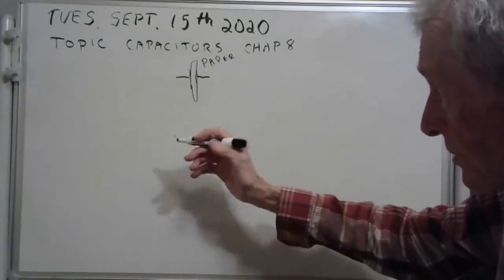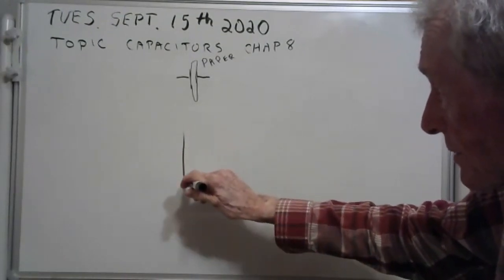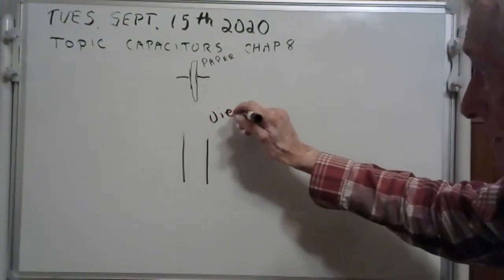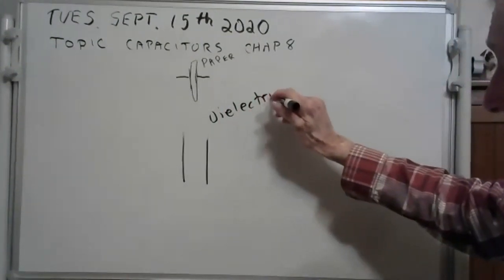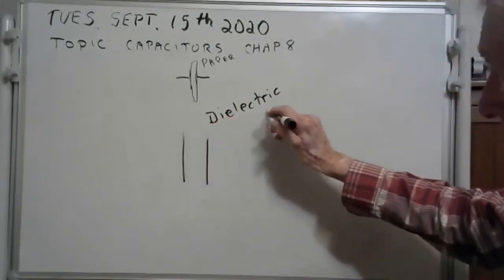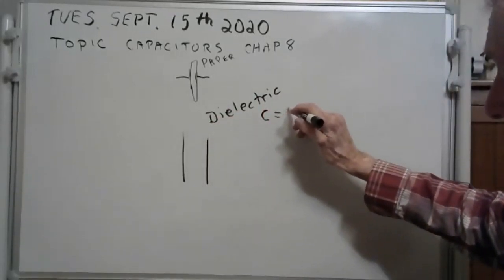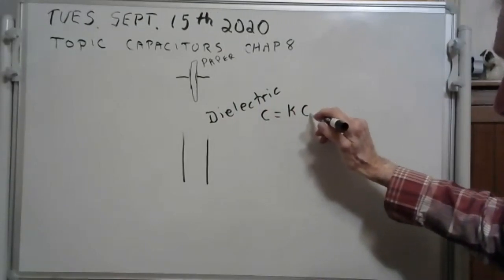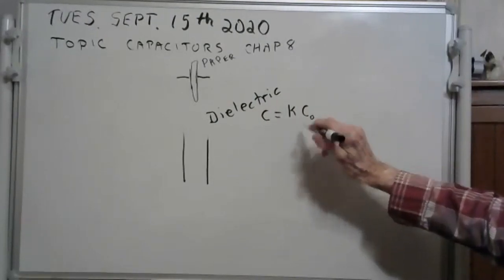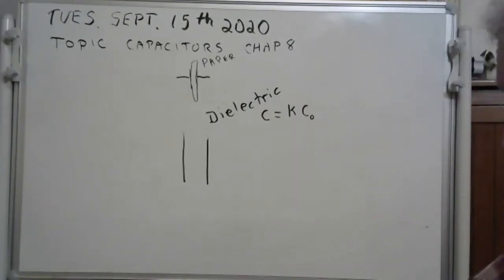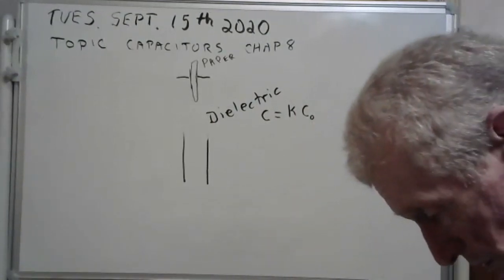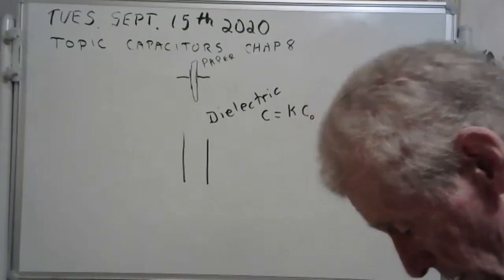Let's take a capacitor that doesn't have any, they call it a dielectric. And the basic equation for a dielectric is there's this little dielectric constant K times the capacitance if you have a vacuum. If it's empty, the zero represents a vacuum. You'll see that equation. It's on page 369.